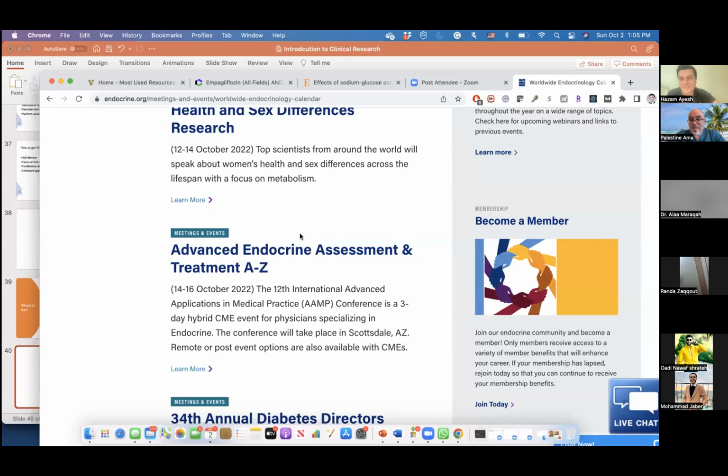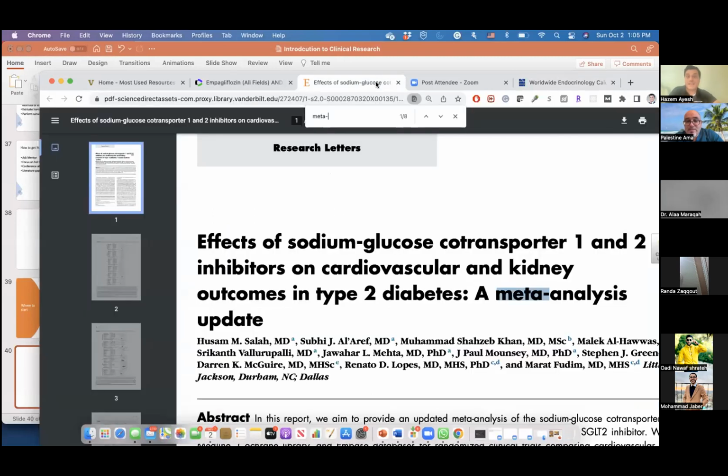Can you filter for meta-analysis in the Web of Science? Yes, you can actually say review, actually. You can do it either of two ways. I will show you two ways.